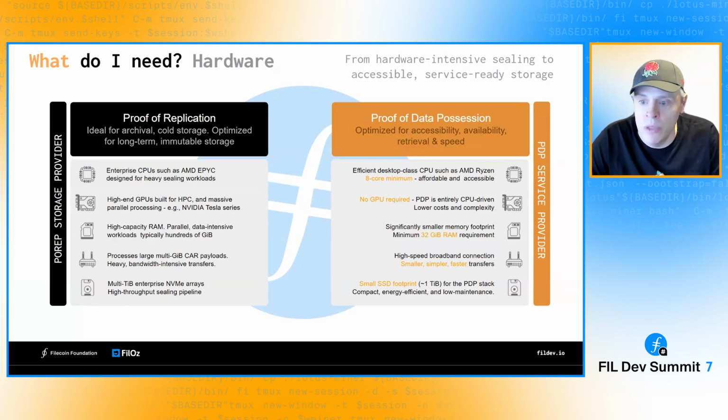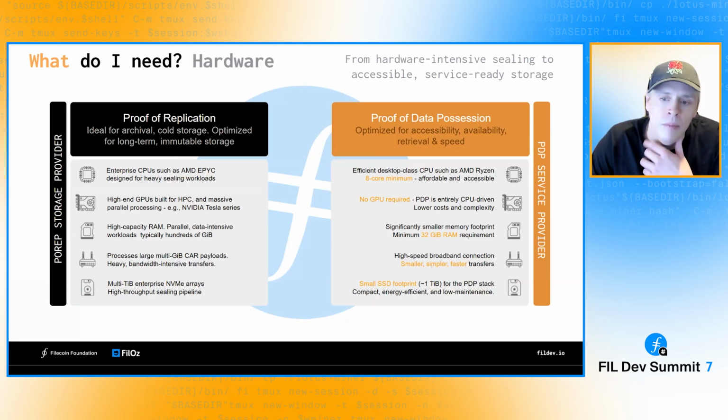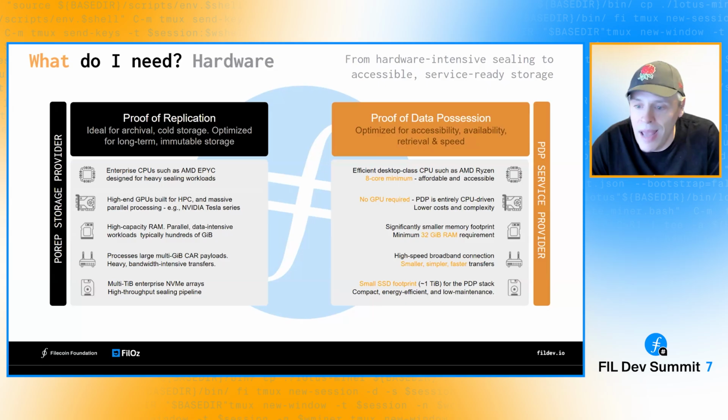In really simplistic terms, you can think of POREP as cooler storage, something that's ideal for archival, optimized for long-term immutable storage. And you can think of PDP as warmer storage, which is best and optimized for accessibility, availability, retrieval, and speed. And together, POREP and PDP will massively extend Filecoin's reach and enable providers to offer accessible, always available services alongside traditional sealed storage. Let's dig into the hardware details and how POREP and PDP requirements compare.